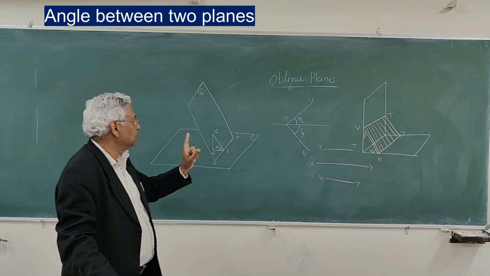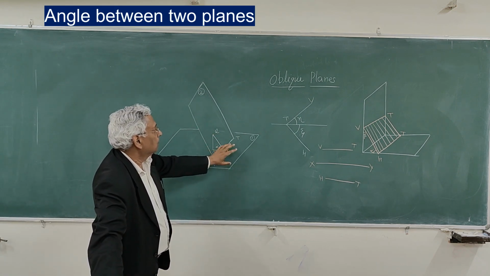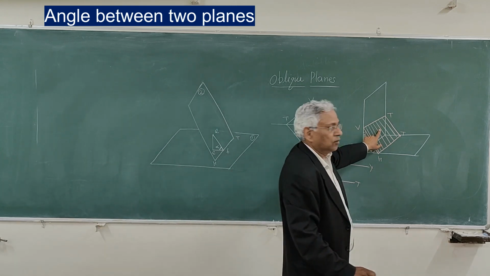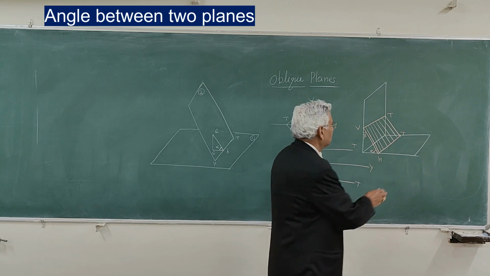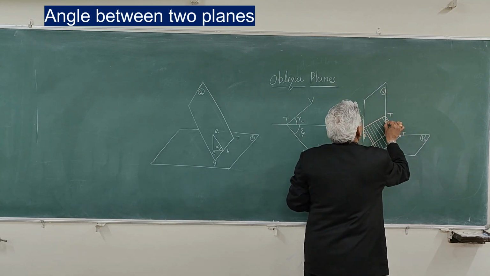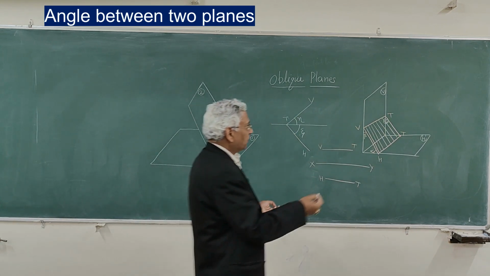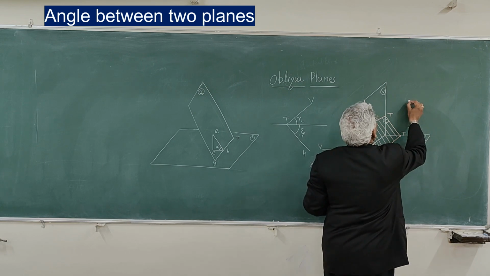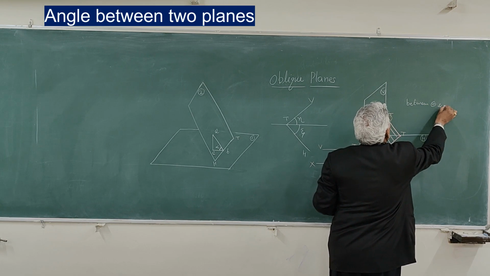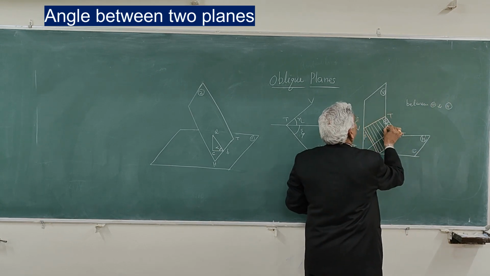So that is the meaning of the angle between two planes. Whenever you find the angle between two planes, draw a line in plane number 2 perpendicular to the intersecting line. So here, if you want to find out the angle between this plane, now this is plane number 1, plane H, and this is the oblique plane O. Now let us find out the angle between plane O and H. So this is plane number 1, this is plane number 2 now.